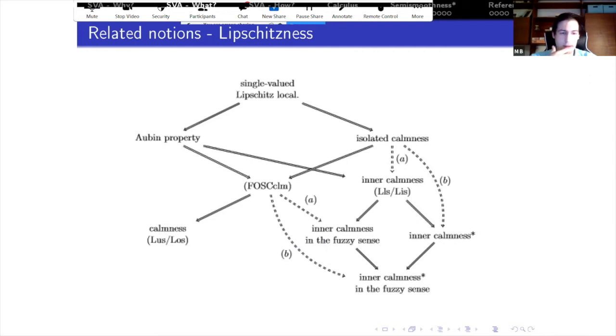And there are plenty of other notions, and these three notions nobody else knows, because these are things that I invented, and of course they are not as essential as the other notions, but they play some role in calculus. And one more thing to mention, that inner calmness star is much milder than inner calmness. And for instance, this inner calmness star is satisfied for polyhedral mappings. As I mentioned here, I'll come back.